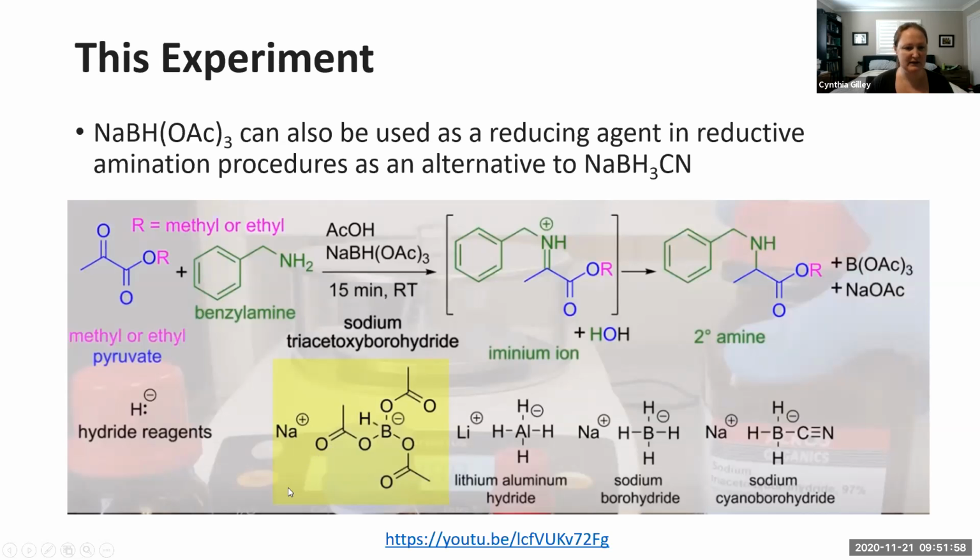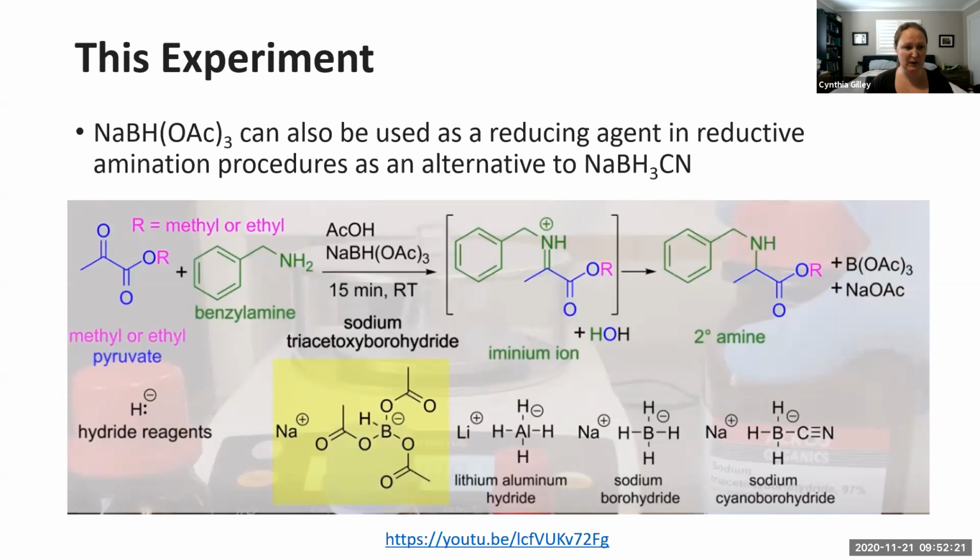And this just is a nice picture showing you all the different possible hydride reducing agents. This is the one that's being used, sodium triacetoxyborohydride. And all of the rest of them are different hydride reducing agents. Lithium aluminum hydride and sodium borohydride, you're probably the most familiar with.